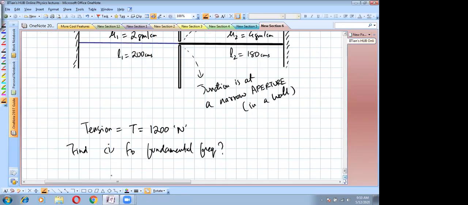And we have to find the formula for the nth overtone mode's frequency. So these are the two things that we have to do over here.